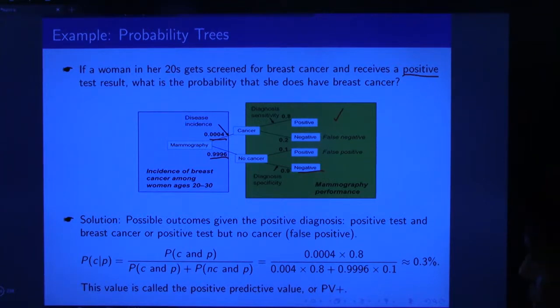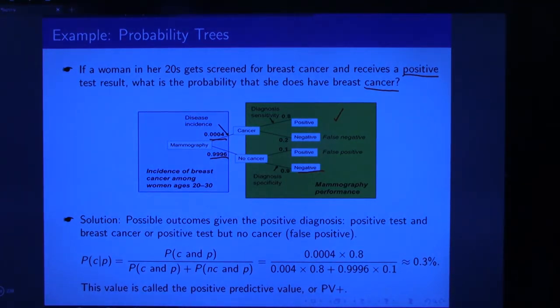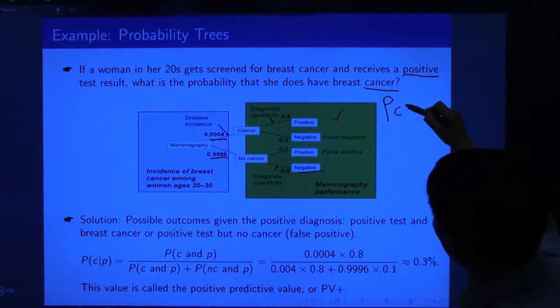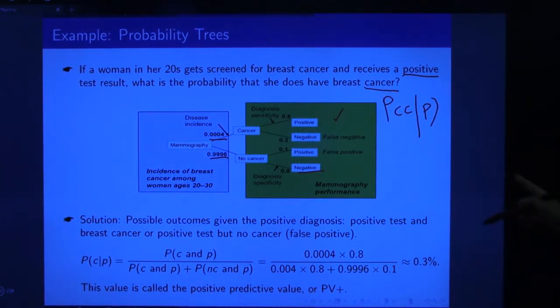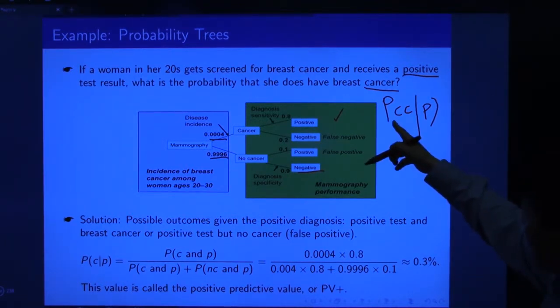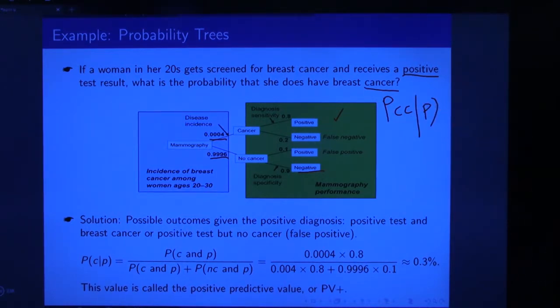Okay, so what we want is, we already know the result shows a positive, and we want to know what is the probability that she has cancer. So what we want to know is the probability that she has cancer on the condition that the result shows positive. Okay, that is what we want. So this is what we want. This is conditional probability.